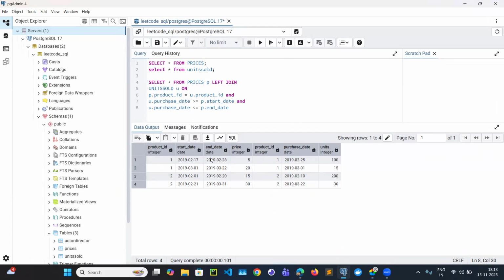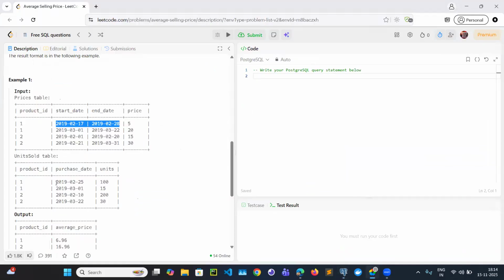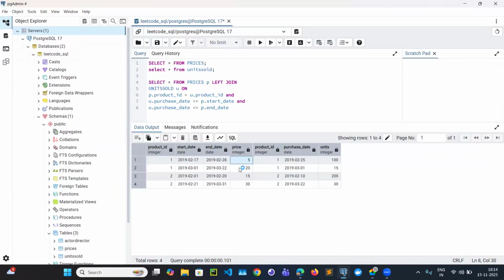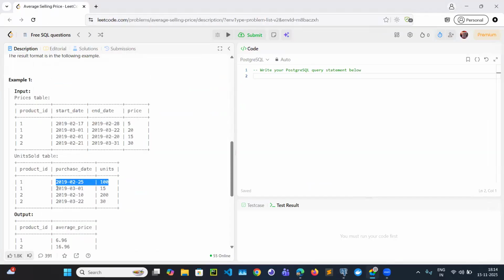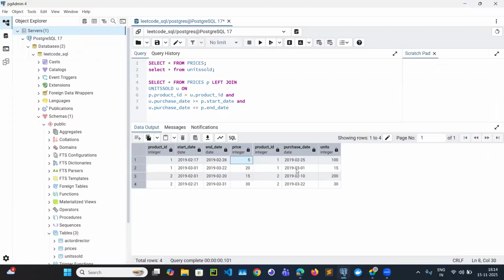When I say correct join, basically the purchase date aligns into the right row. So 17 to 28, because the price is 5 and the units sold is 100. And similarly on 1st of March we sold 15 units, and on the 1st of March itself, the price is 20. So the calculation will be easy because it will be in the same row. Similarly for the other one, right?